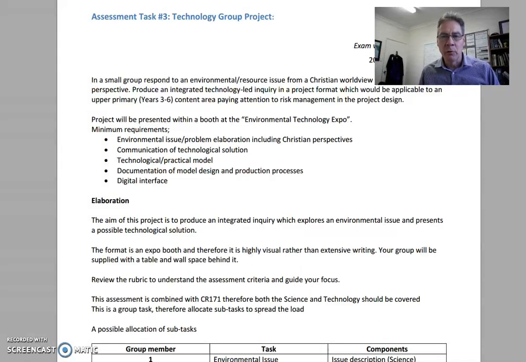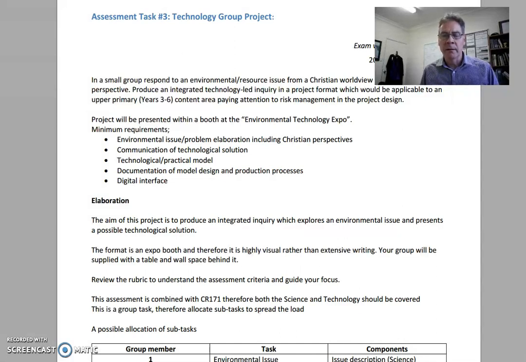So the technology group project is the culminating capstone activity that we're going to do, and it's really good. I'm looking forward to seeing what you're going to create. It's a combined task with the science team, so you've got one task across two subjects.